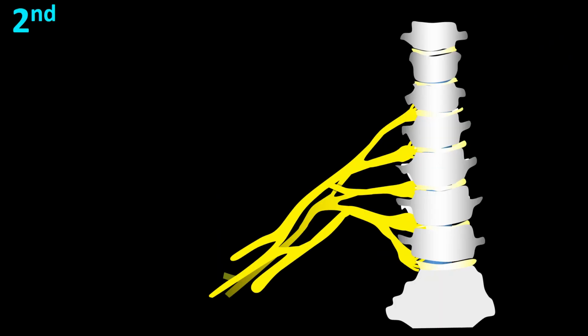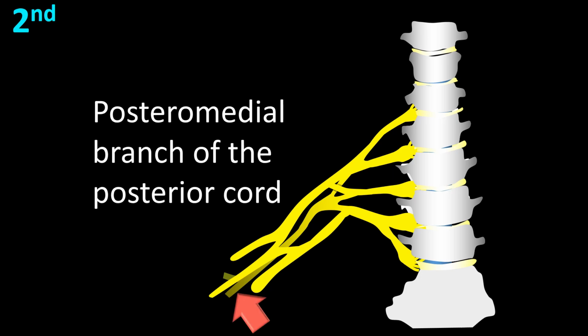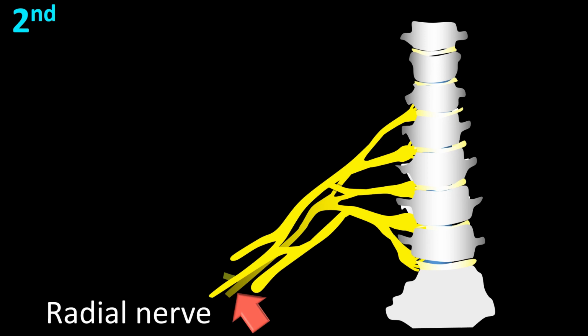The second nerve arising from the distal region of the brachial plexus arises from the posterior medial branch of the posterior cord. This branch becomes the radial nerve. I am bringing the mnemonic master to tell you a tip to remember the muscles innervated by the radial nerve.